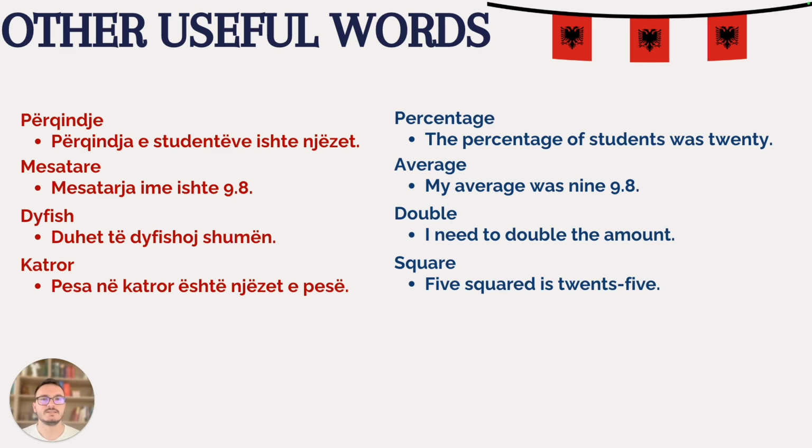Katror means square. Pesa në katror është 25. 5, literally in square, is 25. 5 squared is 25. Sorry about the typo there. So katror also means square if it's just the geometrical object.